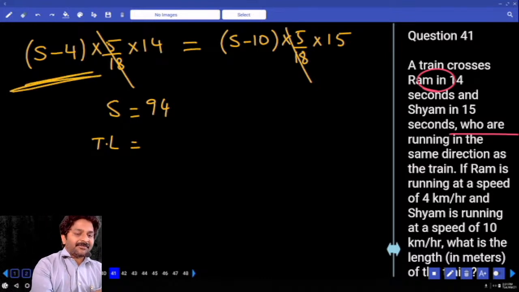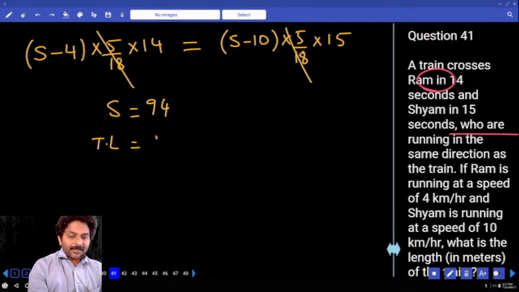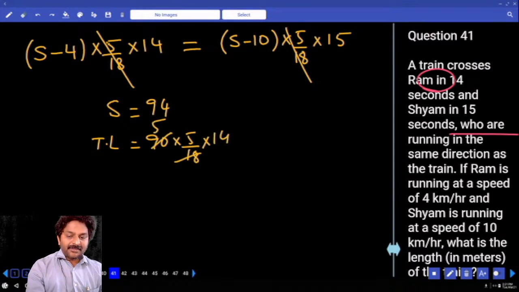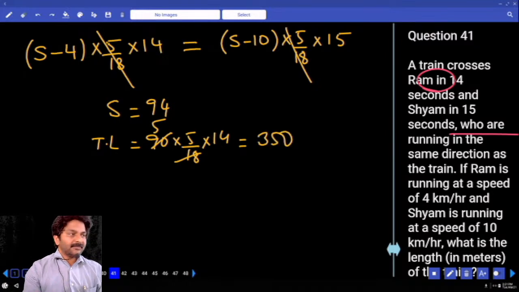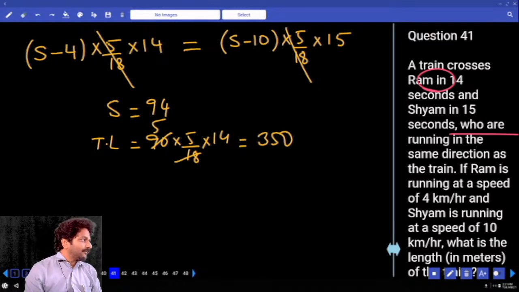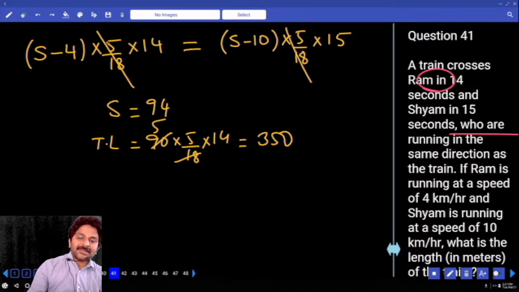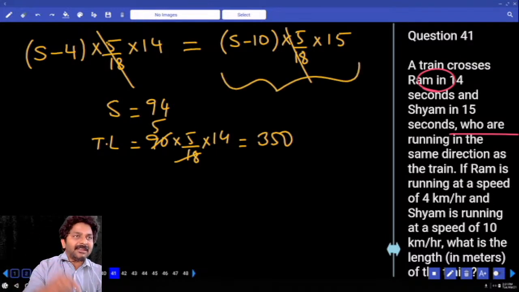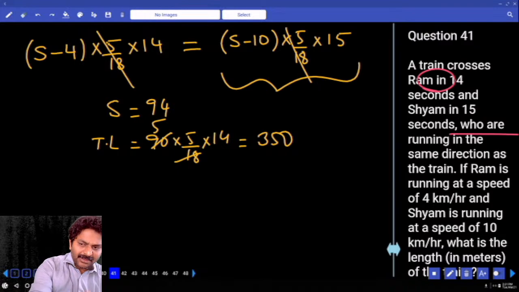Now, let's substitute in the left hand side. 94 minus 4 is 90, into 5 by 18, into 14. 18, 5 times. 5 into 5 is 25, 14 times: 25 into 14 is 350. 14 can be said as 12 plus 2. 12 times 25 is 300, 2 times 25 is 50. 350 is the answer. Followed? You can substitute the S value 94 in the right hand side also. It's up to you, you can do it either way.